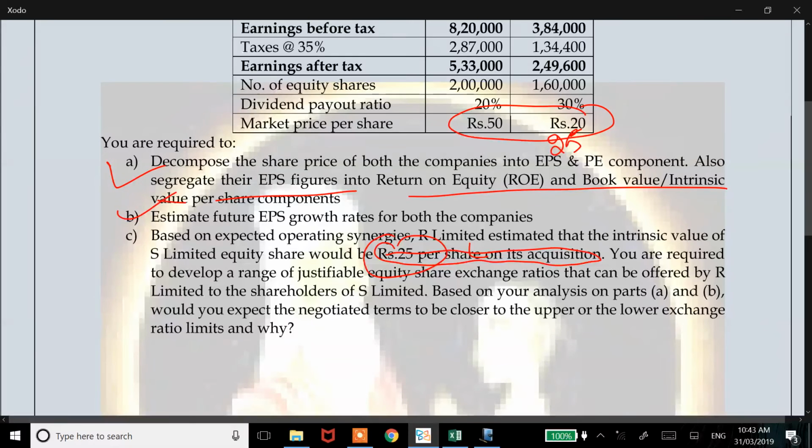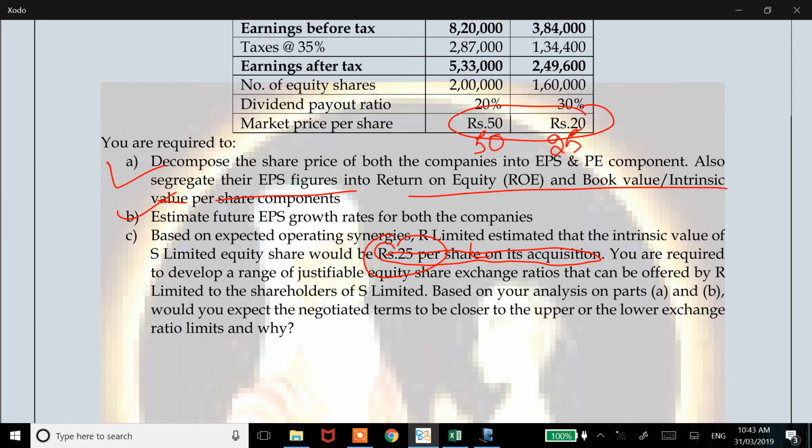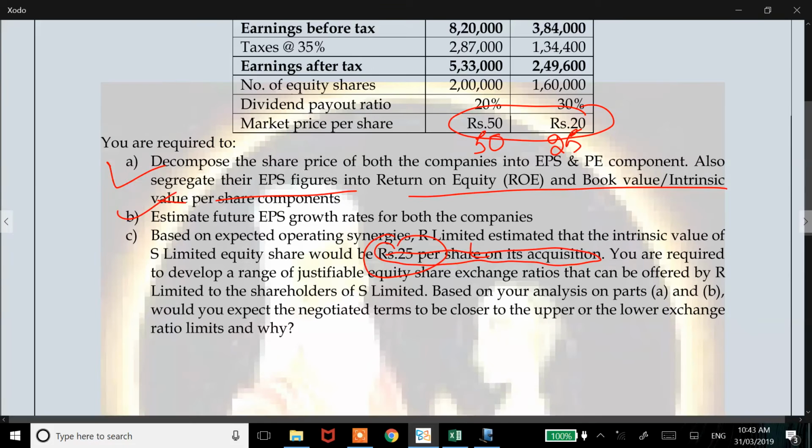This entity, in the absence of information, will continue to be 50. The intrinsic value and the market value, in the absence of info, will continue to be 50. So I have two exchange ratios. You need not write this, you just understand it. One exchange ratio is going to be 20:50, based on the market price.